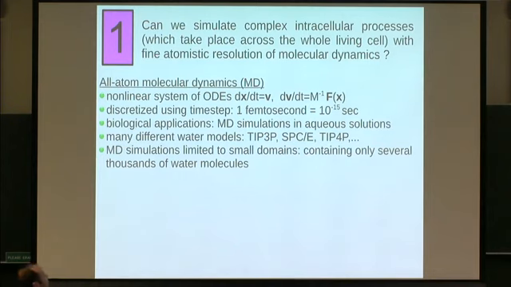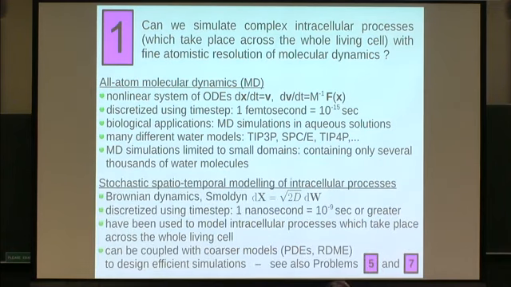Now, what I pose in these questions is studying processes which are happening across the whole cell, and one cell contains maybe around 10 to the power 10, 10 to the power 12 water molecules. So what are the methods used there? These are stochastic spatio-temporal modeling approaches of intracellular processes, and we have plenty of participants working in this area.